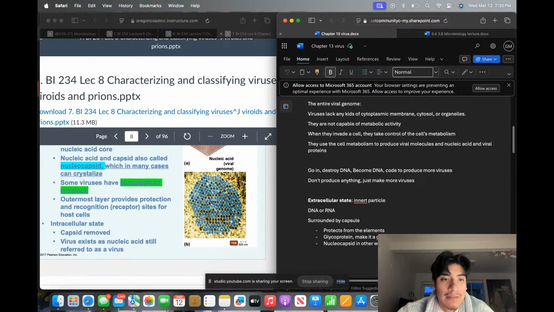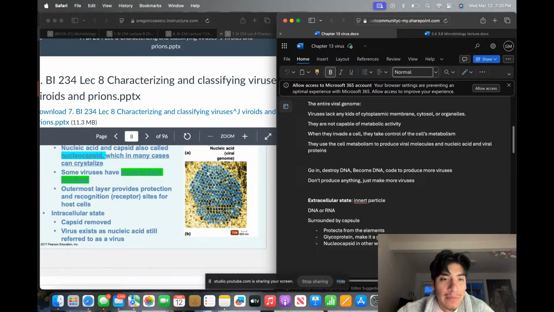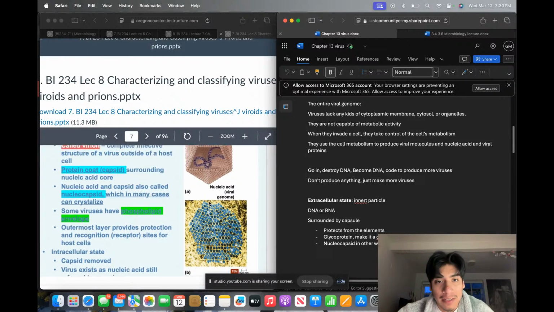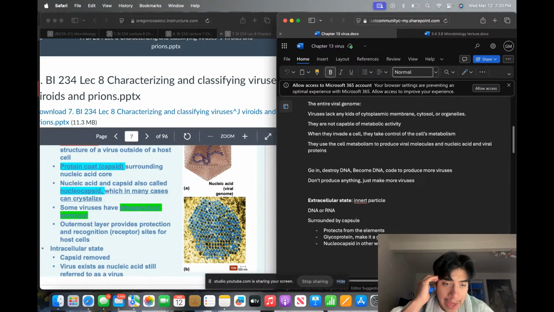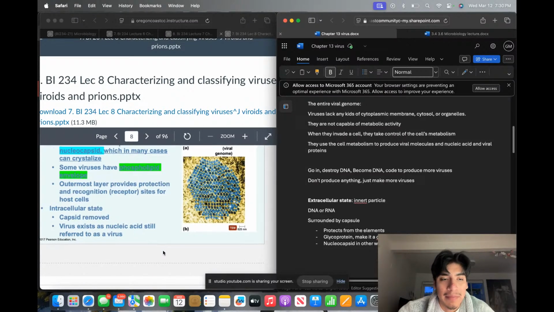Some viruses have a phospholipid envelope. We're going to talk a lot more about this, but it's just some good introduction. The outermost layer provides protection and recognition sites. In the envelope especially, and around the capsid, the outermost layer basically protects the nucleic acids, the genetic information, inside. It also has receptor sites so that things stick to it and it lets them in.